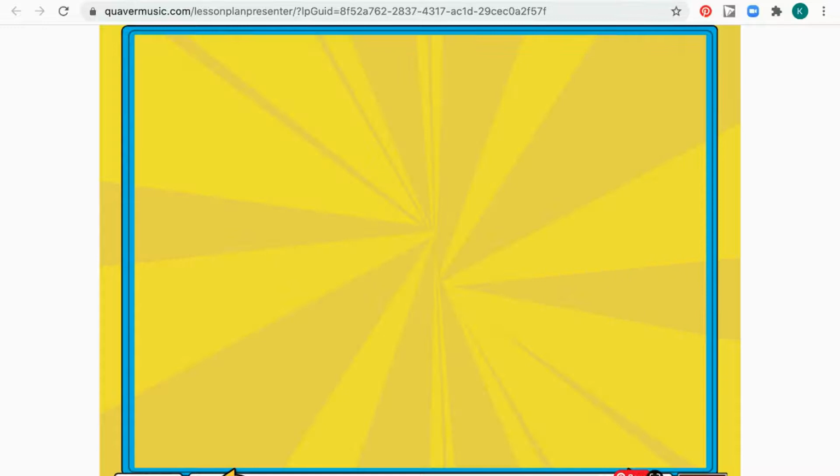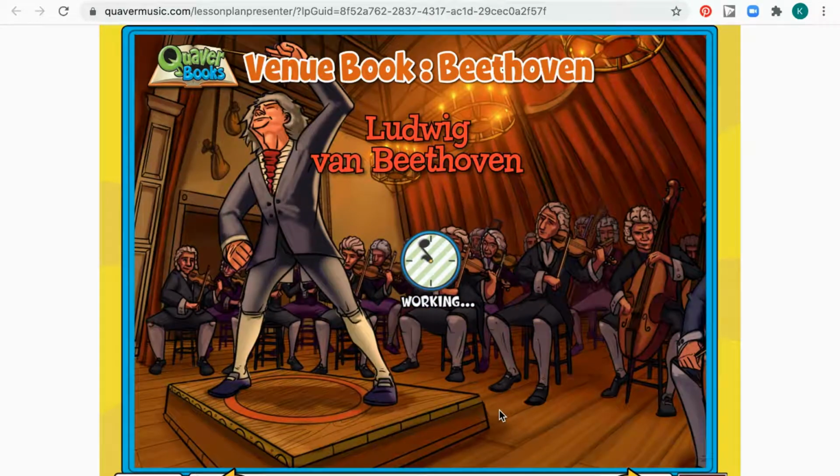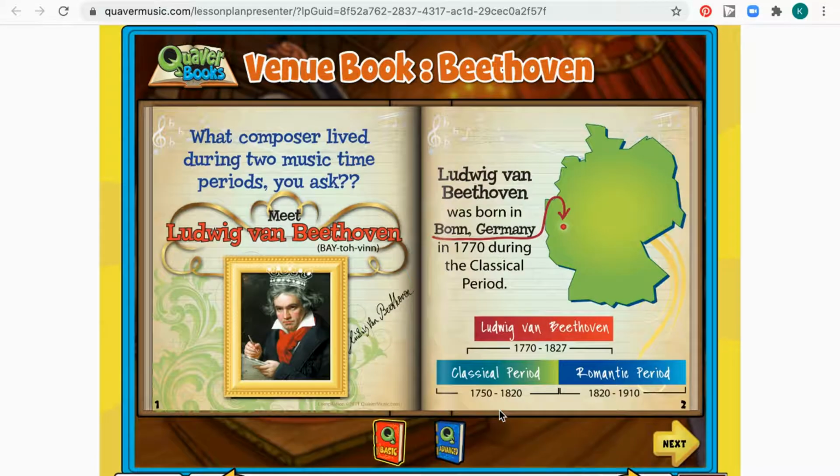So next we have a little bit of basic information about Beethoven. Let's wait for that book to be pulled up. You can see here we have some fun facts. I'll just go ahead and read them, and then we will move on into our steps, skips, and repeats.